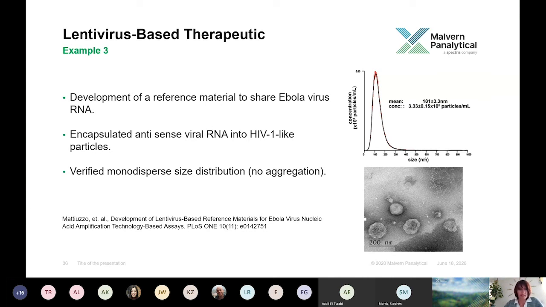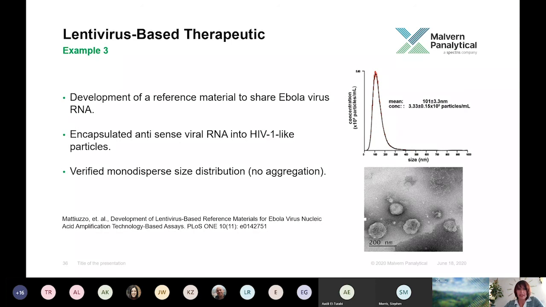the work from the Matizzi group that developed a novel, safe and stable Ebola virus reference material by encapsulating the Ebola virus antisense RNA into HIV-1-like particles. The lentivirus particles are replication deficient and not infectious due to the lack of HIV-1 genes and envelope protein. And Ebola virus genes were subcloned for encapsulation into 2 lentivirus preparations.